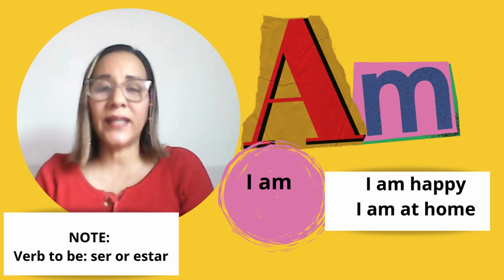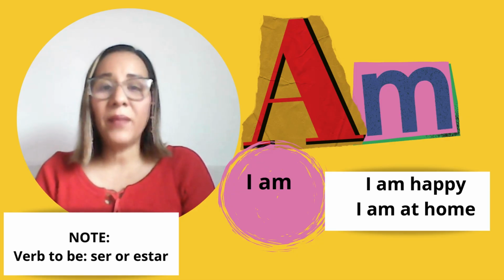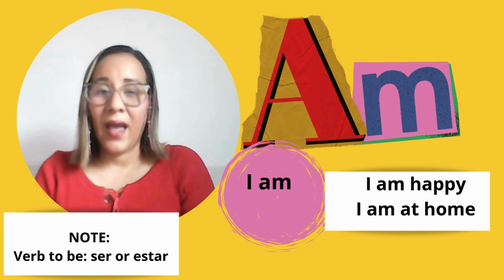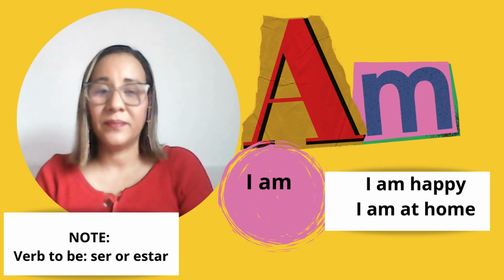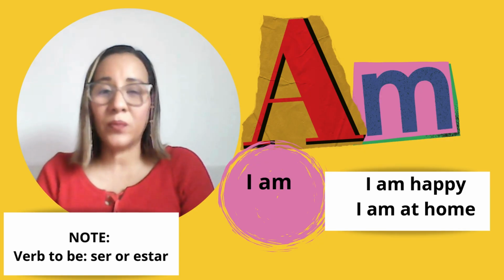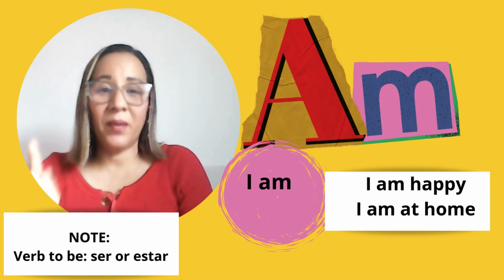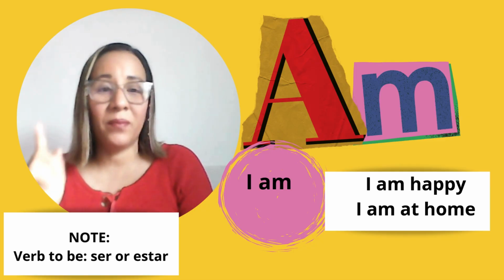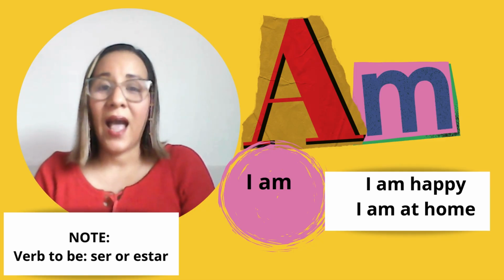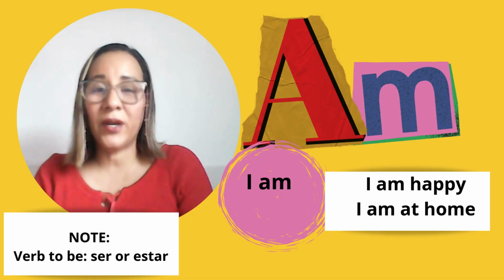Let's see some examples. I am happy. I am happy in Spanish is yo soy feliz or yo estoy feliz. I am at home. Yo estoy en casa. Remember, the verb to be in Spanish means ser or estar. And remember, we only use am with the subject pronoun I.